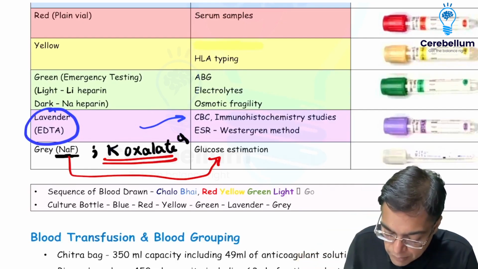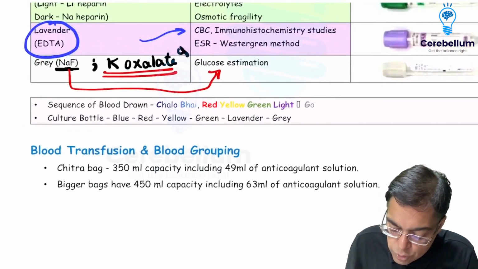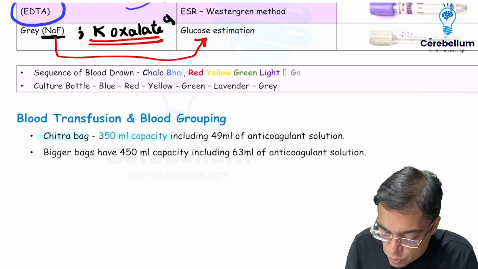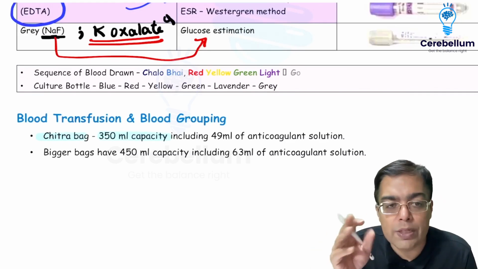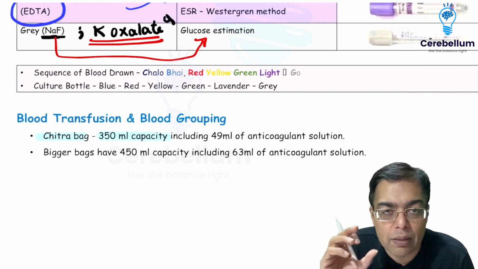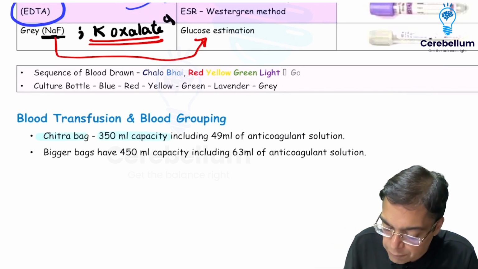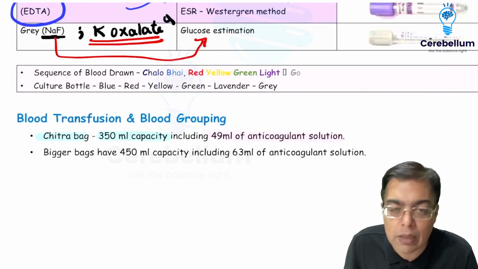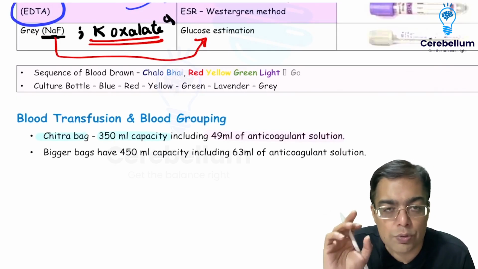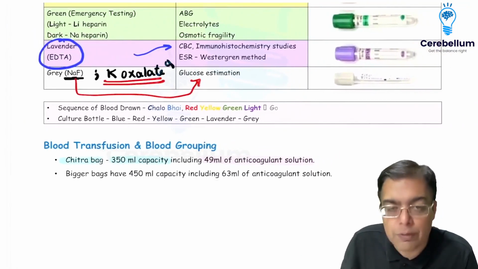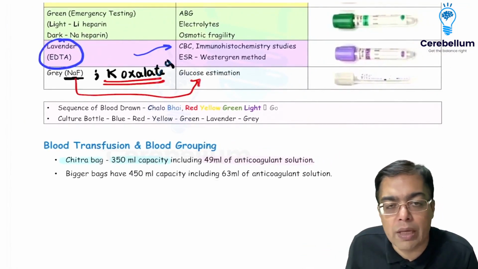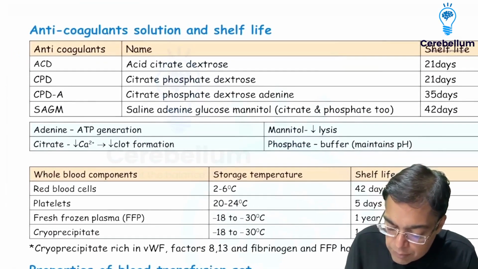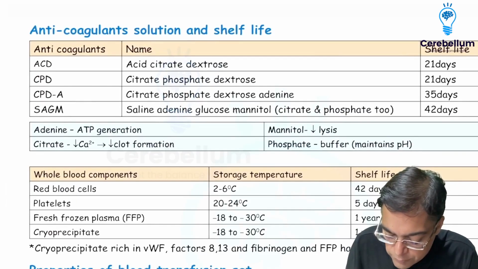Whenever we are now talking about the blood transfusion and blood grouping, we are going to be having a bag that is given the name of Chitra bag, which is going to be having different capacities. The standard bag has 350 ml capacity, and out of the 350 ml, around 49 ml, for the sake of remembering, 50 ml is going to be anticoagulant solution. Bigger bags, which are going to be having a 450 ml capacity, are going to be having 63 ml of anticoagulant solution.